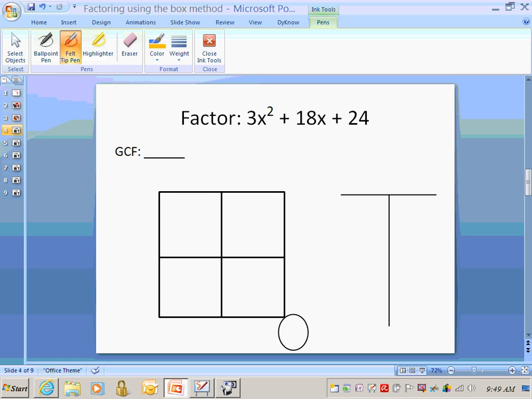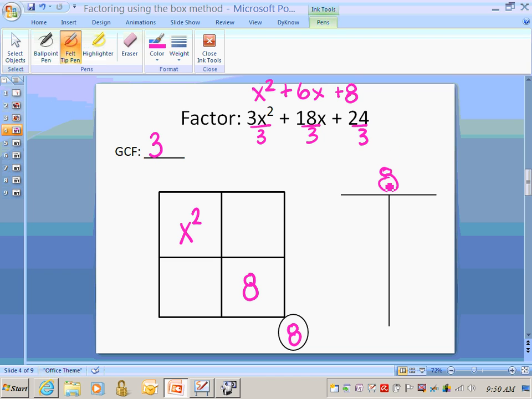Next problem. All right, do I have a GCF? 3, good. What's left when I divide by 3? X squared plus 6x. Yes. Let's fill in our box. So x squared, 8. What goes in my circle? 8.